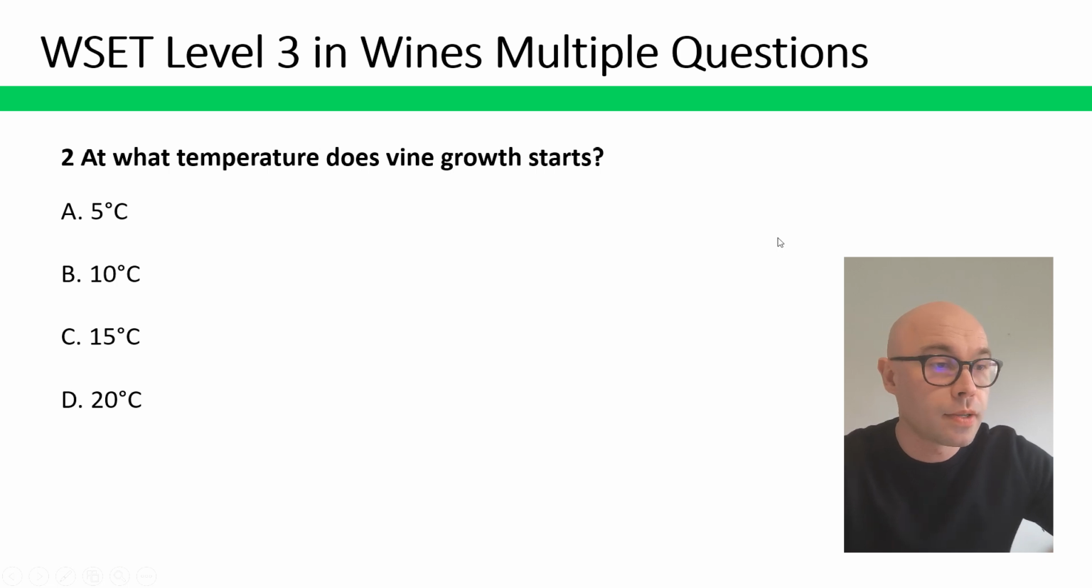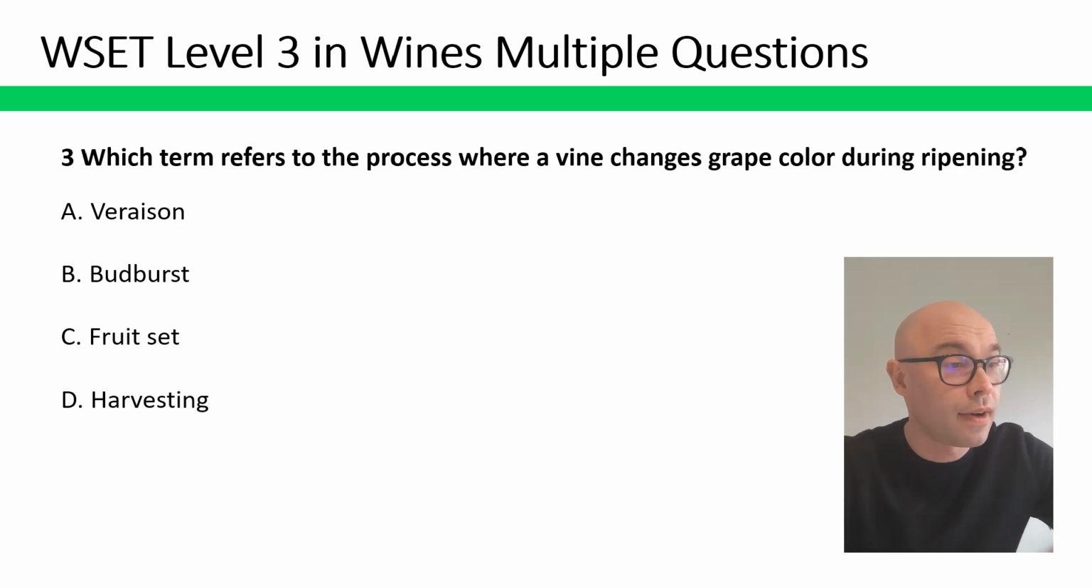At what temperature does vine growth start? 5, 10, 15, 20 degrees Celsius. The correct answer is B, 10. Which term refers to the process where a vine changes grape color during ripening? Veraison, budburst, fruit set, harvesting. The correct answer is A, veraison.